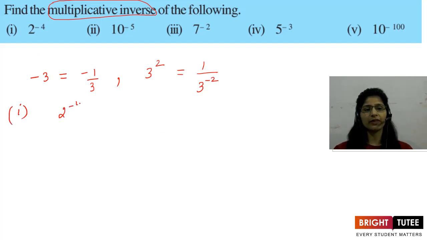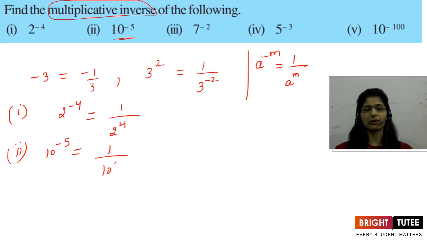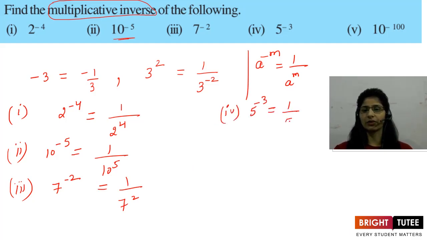The first one is 2 to the power minus 4. The multiplicative inverse is 1 upon 2 to the power 4. So the result is, if a to the power minus m is there, then 1 upon a to the power m is its multiplicative inverse. In the second one, we have 10 to the power minus 5, which will be equal to 1 upon 10 to the power 5. This is the multiplicative inverse of it. In the third one, we have 7 to the power minus 2, which will be 1 upon 7 to the power 2. In the fourth part, we have 5 to the power minus 3. It will be 1 upon 5 to the power 3, making the power positive.